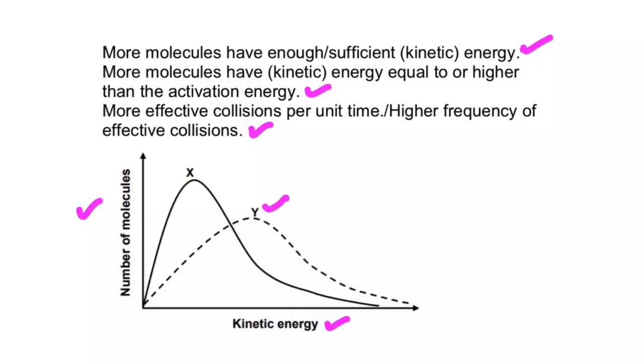We get that line that is represented by y. How does the line represented by y differ from the line written x? In y, the peak of the graph goes down, as you can clearly see, and then it shifts to the right. It shifts to the right.